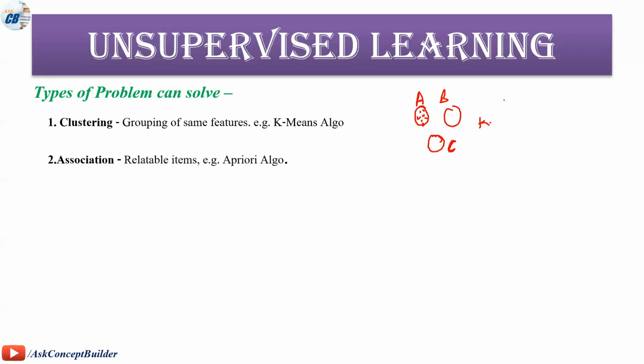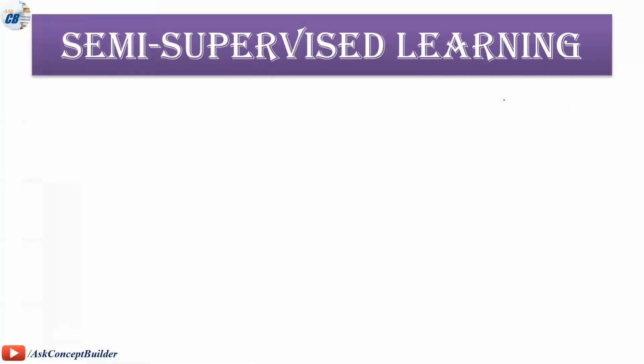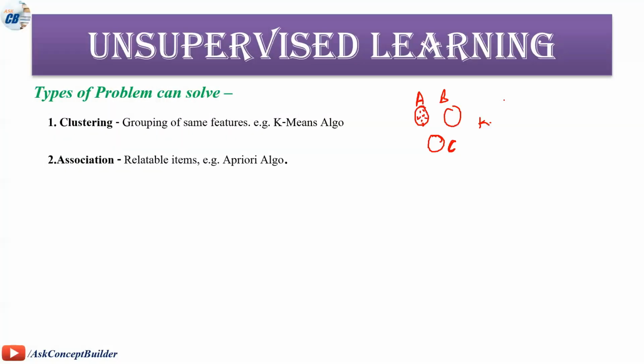The second problem it can solve is the association problem. I have already discussed association in the previous lecture, that it is some relation between things. For this we can use the Apriori algorithm. All these algorithms I will discuss in detail in further videos. So this was our unsupervised learning, where we do not have any labeled data; our machine has only observed some patterns in the data, and according to that it has made some groups or clusters.